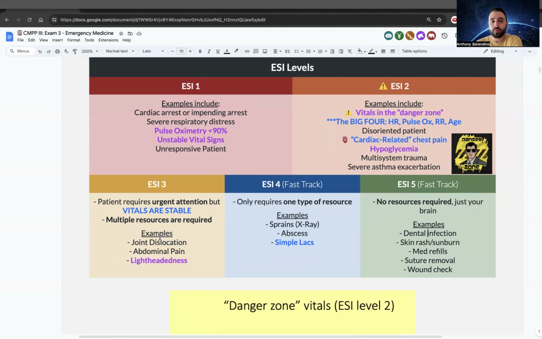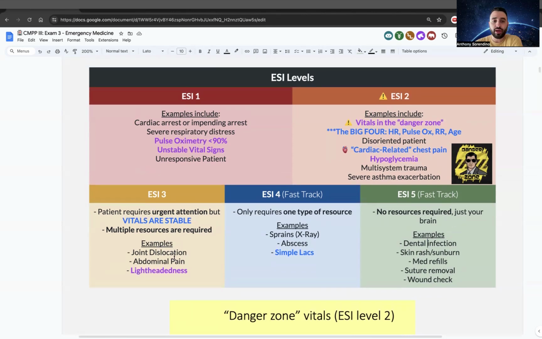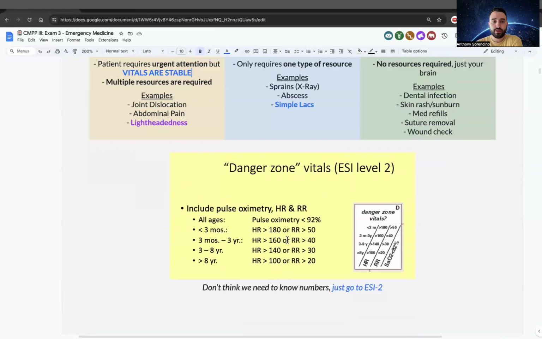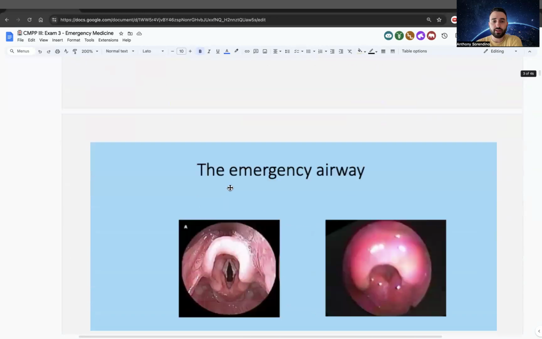And then for ESI 3, I think knowing the difference between 2 and 3 is that vitals are going to be stable in 3. They still need urgent attention, but their vitals are fine, and you need more than one resource. So lightheadedness, they're going to need a workup for that; abdominal pain, joint dislocation, they're going to need some imaging. They might need to have their joint reduced. They might need medication for that. So that kind of all makes sense. And then, of course, if they're just unresponsive, they would be in ESI 1.